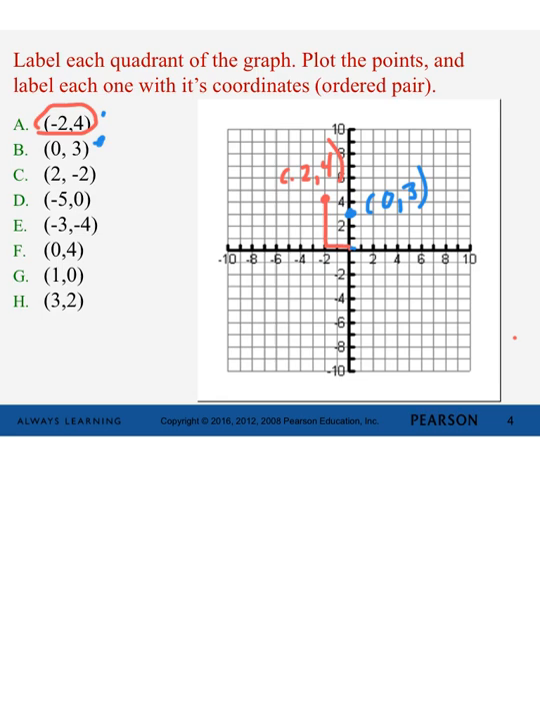So then our next point is going to be (2, -2). So once again, we're going to go back to the origin. We're going to go right 2, and then we're going to go down 2. And that's going to put us at this point right here.